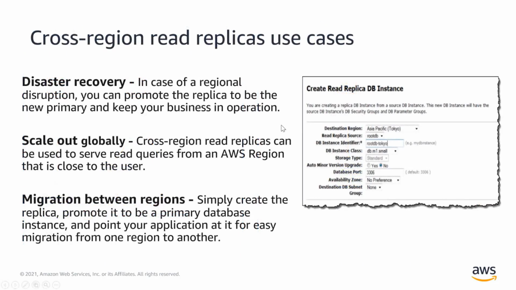So to summarize the use cases of cross-region read replicas, you can improve your disaster recovery capabilities by provisioning the replica in another AWS region. You can scale your applications globally and reduce the performance lag by serving the read workload from an AWS region that is closer to you. And finally, you can migrate your databases to a different region by creating a replica, promoting it to primary, and cutting over the applications to point to your new primary instance.